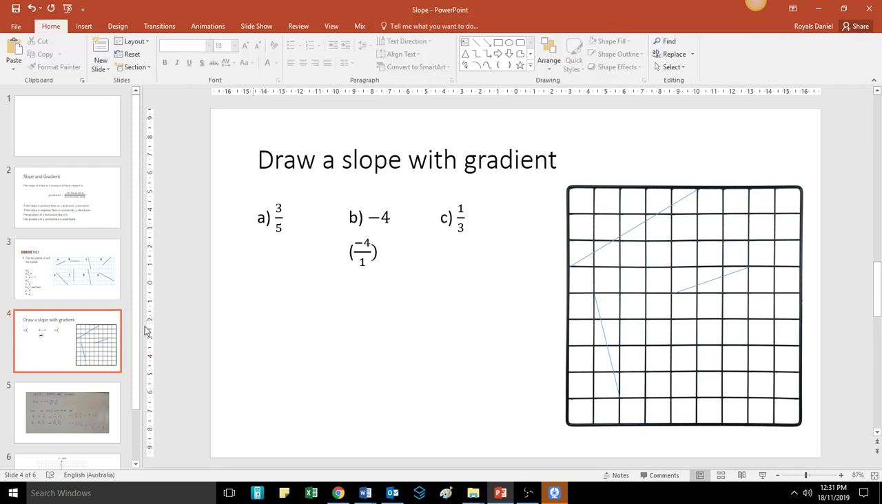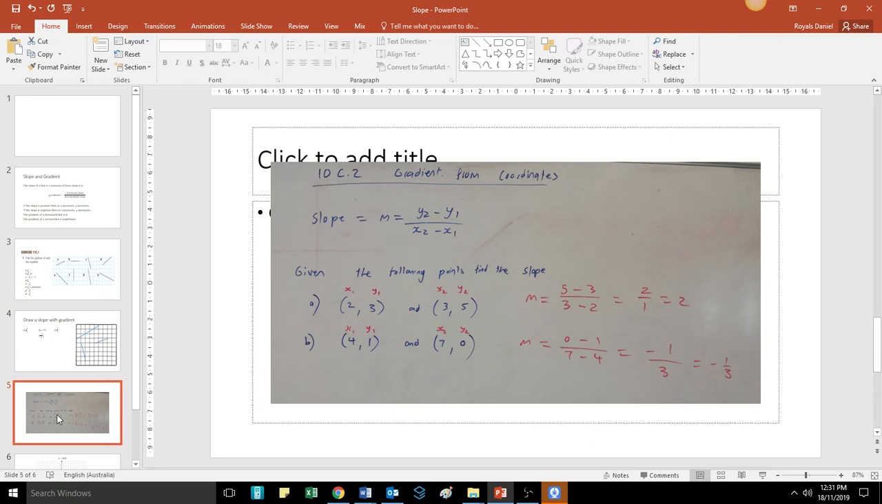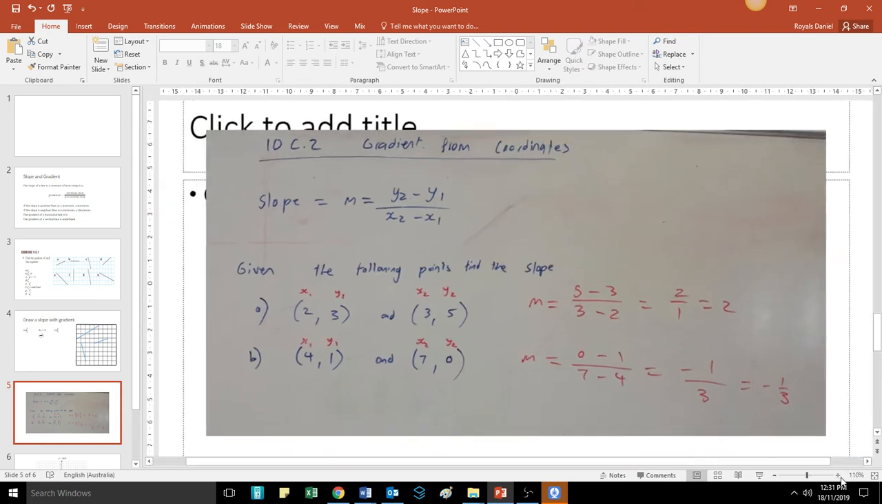I'll just explain exercise 10C.2 here. What we're doing in 10C.2 is we're finding the gradient from coordinates. So we have a pair of coordinates that have been provided, and we remember gradient and slope mean the same thing, and the formula is y2 take y1 on x2 take x1. And we've got, given the following points, find the slope. So the first one I've got (2, 3) and (3, 5).